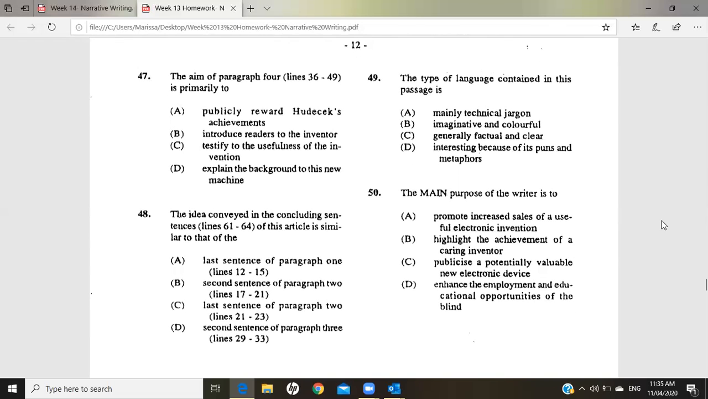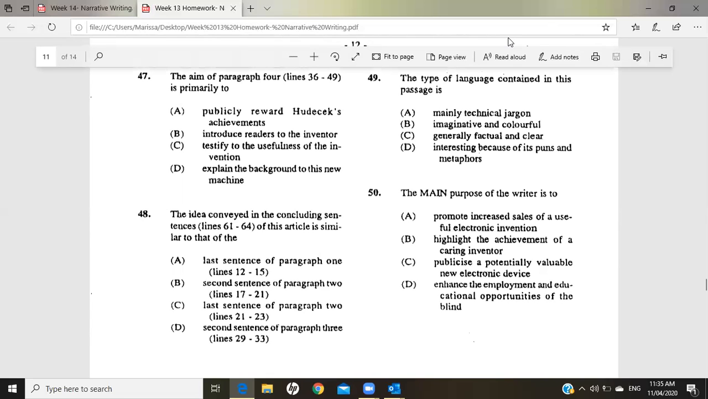49 says, the type of language contained in this passage is what, Joshua? When you look at the language, in terms of the words being used, this type of language is mainly what? What does this language entail? Joshua, did you say C? The answer is not C for 49. The answer is actually A, mainly technical jargon.